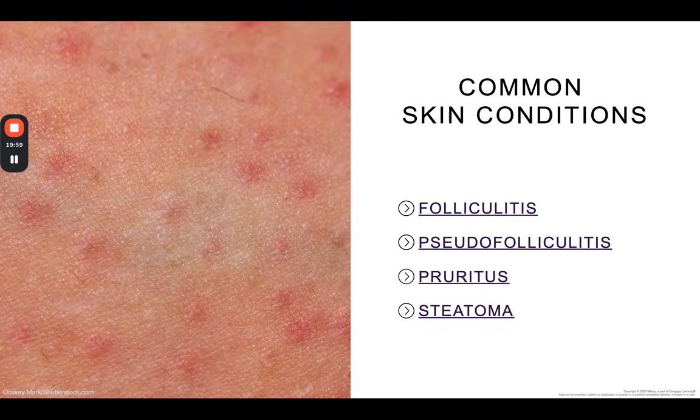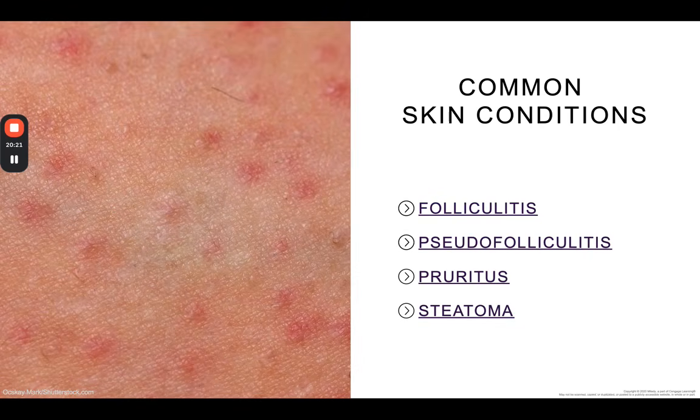Okay, and then pseudofolliculitis are known as razor bumps. Okay, so pseudofolliculitis are razor bumps. It resembles folliculitis but without pus or infection. Pruritus is the medical term for itchiness. Okay, so add that to your list.